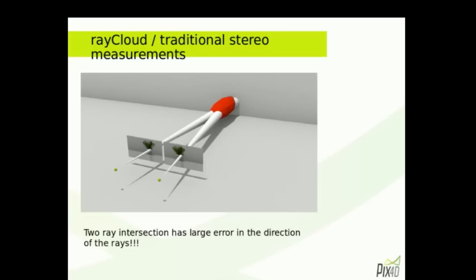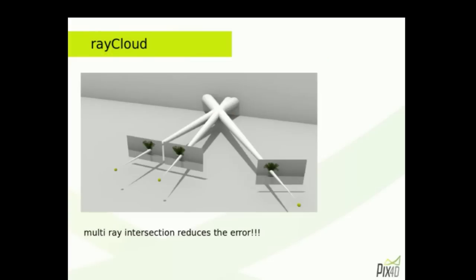With the Raycloud editor, we are using a strictly multi-ray approach to tackle this problem. Here you can see the situation based on 3 images. If you have 3 images which are much further away in a wide baseline condition, where the camera centers are more apart from each other, then this intersection of all these rays is much more well defined, and the error that we make is a lot smaller than in a small baseline condition.